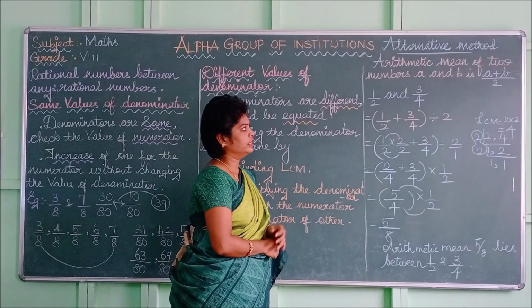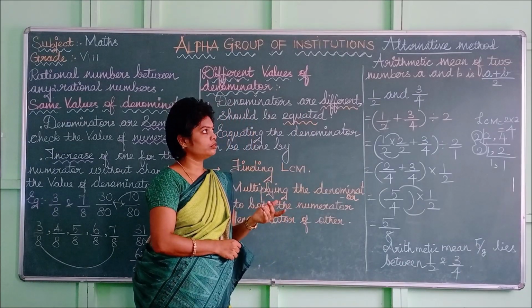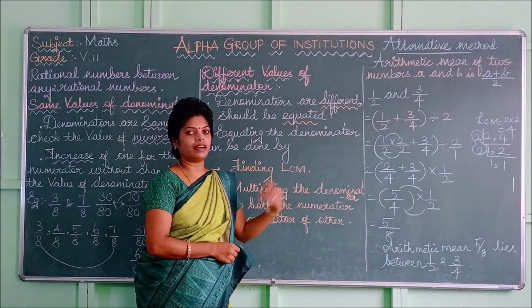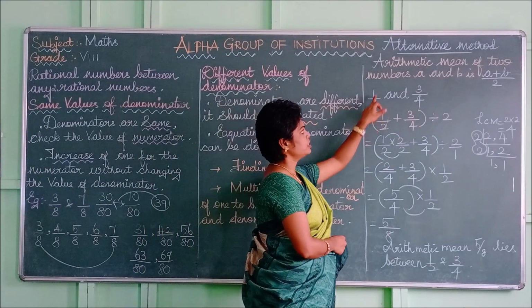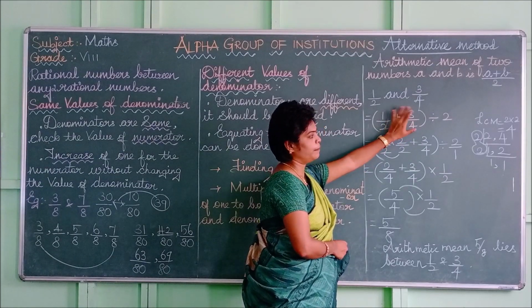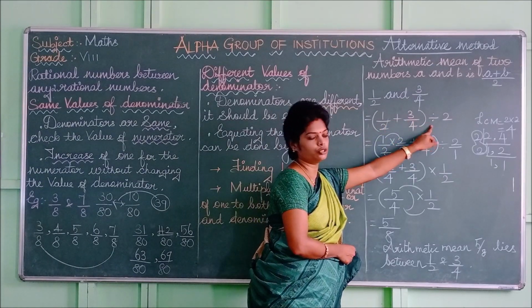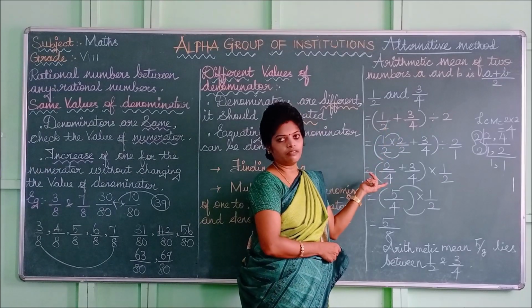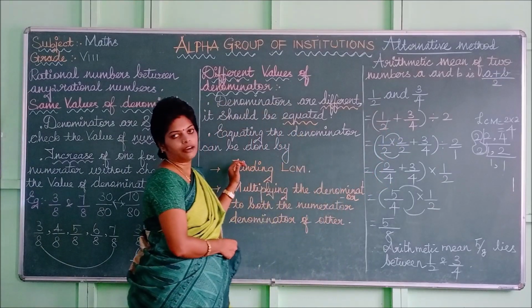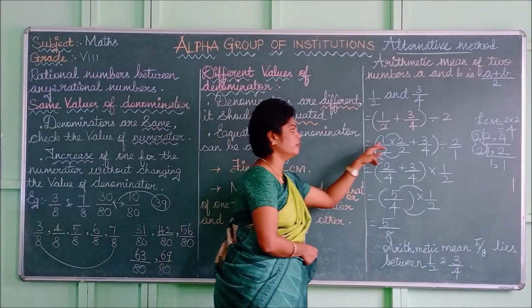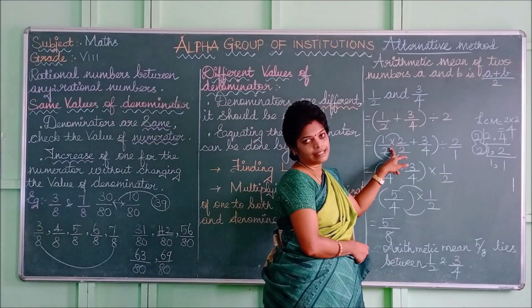So the formula for that is, the arithmetic mean of two numbers A and B is A plus B divided by 2. Our given question is 1 by 2 and 3 by 4. So you add the two numbers and divide the value by 2. If the denominators are the same, we can add directly. If they are different, you have to use the LCM method or else the cross multiplication method. I have used the LCM method here.